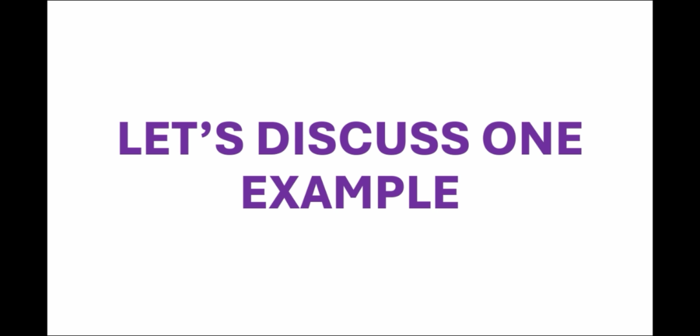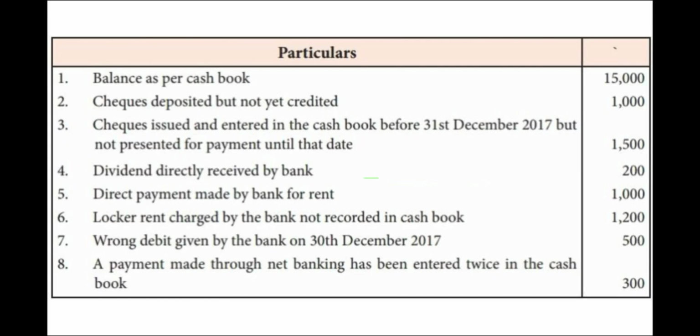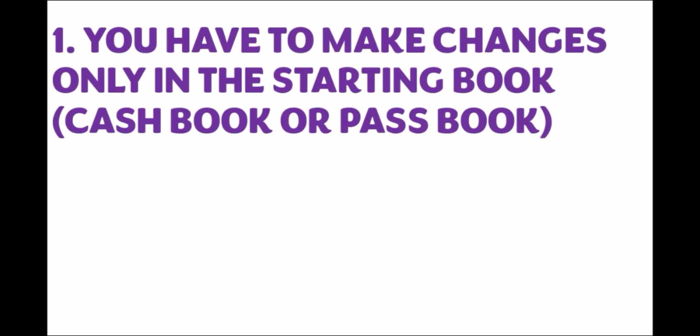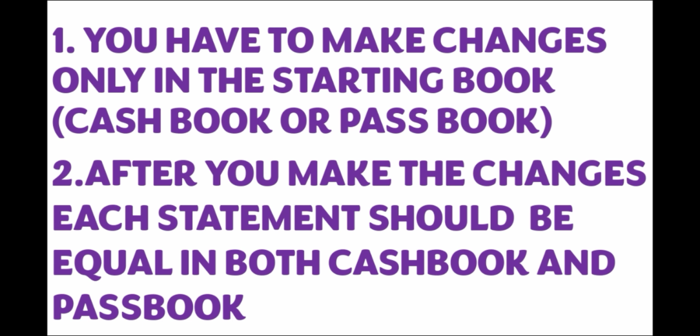Let's discuss one example. This is the question we are going to solve. Before we start answering, I have a small trick to solve BRS problems very easily. First condition, we have to make changes only in the starting book. If you start with the cash book, you can make changes only in the cash book. If you start with the passbook, you can make changes only in the passbook. Next, after you make the changes, both the cash book and passbook amounts should be equal. Okay, so let's solve the problem.